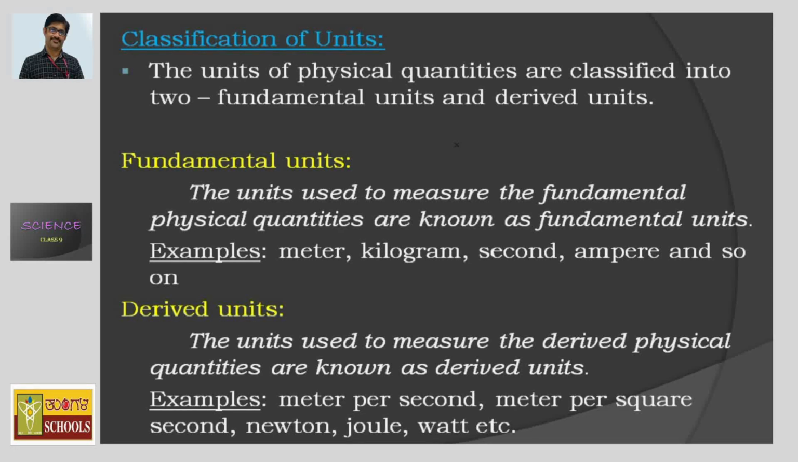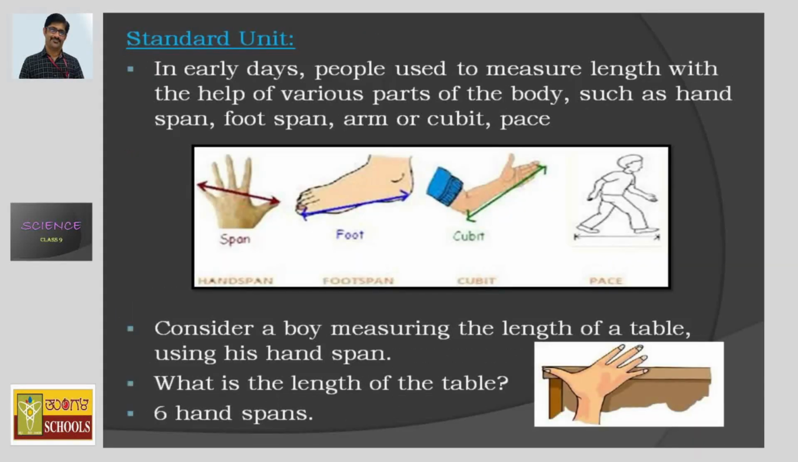Similarly, for acceleration, you have meter per second square. For force, you have Newton. For work or energy, you have joule. Similarly, for power, you have watt. So there are so many groups of derived physical quantities, and hence you have so many derived units. I hope you are getting the classification of units right.